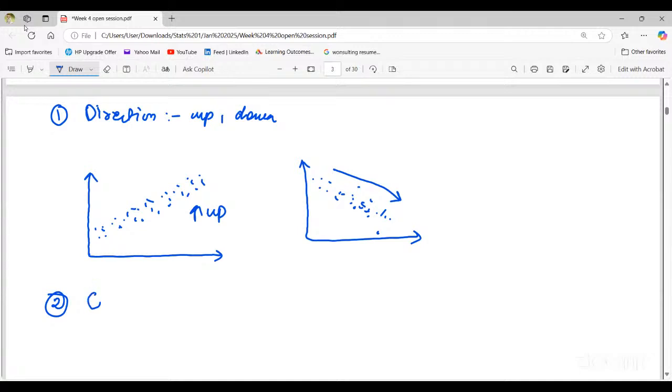Then the second thing is curvature. Okay. So we can have linear or we can have curve. If you see here, this is linear, correct? Linear upward and this is linear downward, right? Yes, ma'am. What do you mean by the curvature?